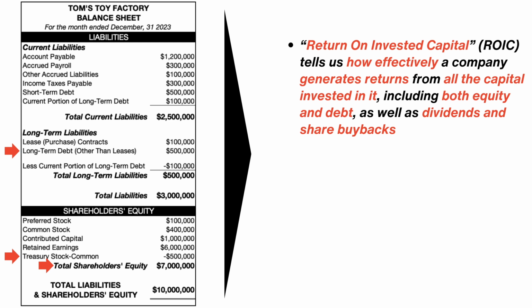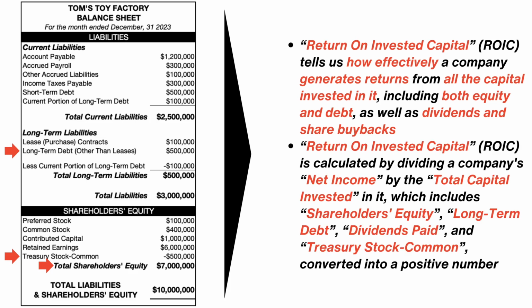Value investors prefer to focus on return on invested capital instead of return on equity, which is a better number. Return on invested capital, ROIC, tells how effectively a company generates return from all capital invested in it, including both equity and debt, as well as dividends and share buybacks. ROIC is calculated by dividing a company's net income by the total capital invested in it, which includes shareholders' equity, long-term debt, dividends paid, and treasury stock converted into a positive number. The dividends paid to shareholders can be found in the cash flow statement.